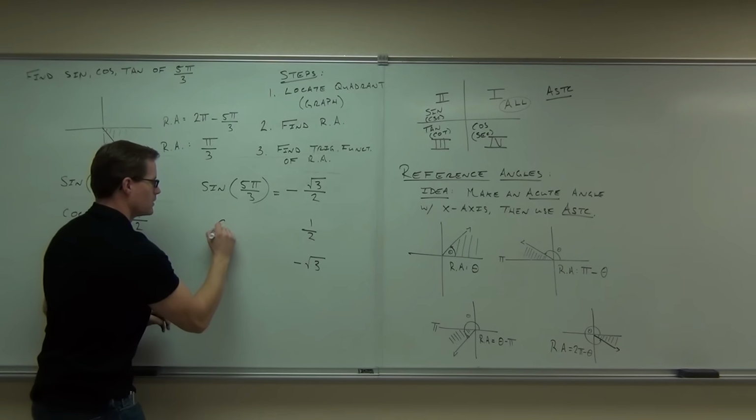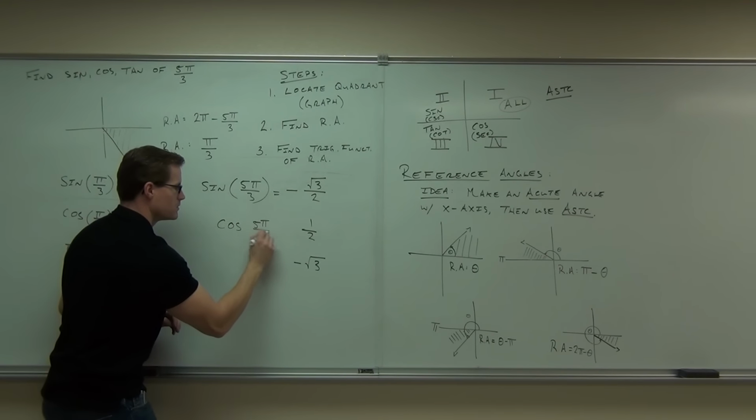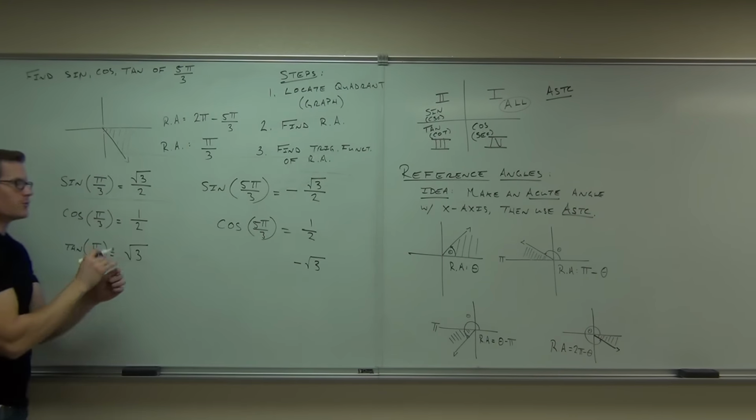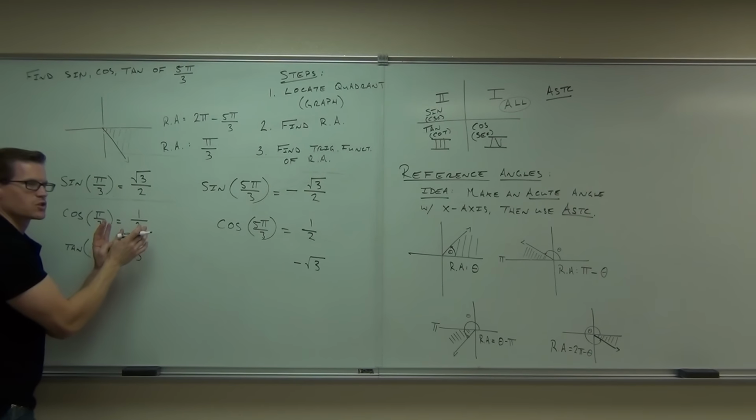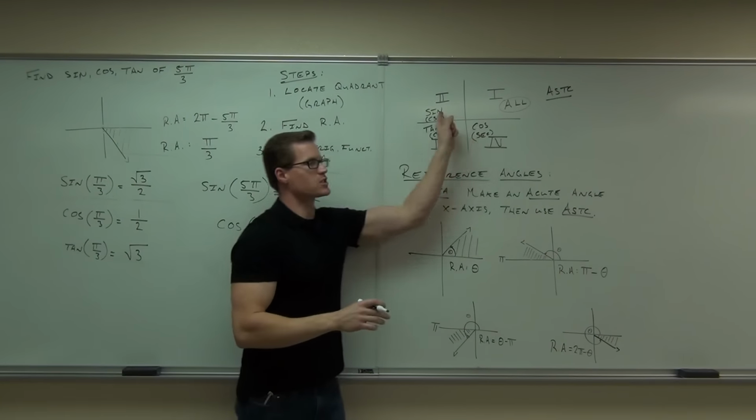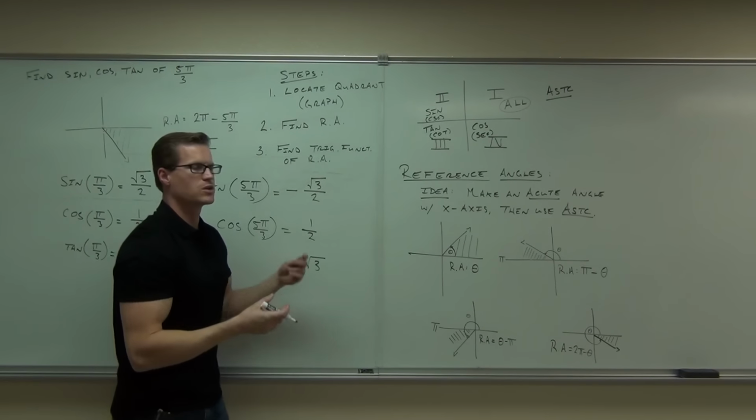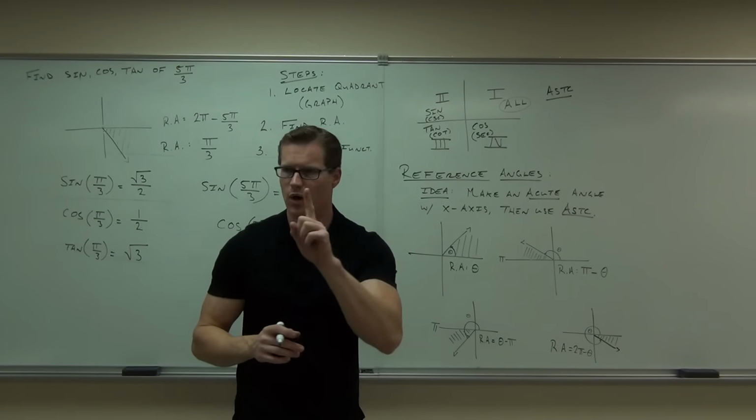That's it. Sine of 5 pi over 3 is that, because we already did the reference angle, now we know the sine. Cosine of 5 pi over 3 is 1/2. Why? Because I already did the legwork. I know the value. I'm just trying to figure out the sine. If cosine's still positive there, notice, if you're doing a reference angle, it's all based on quadrant one.